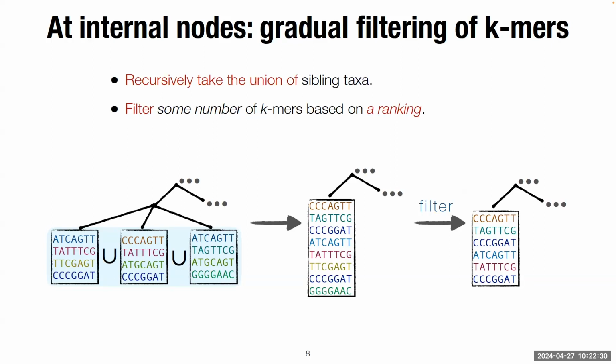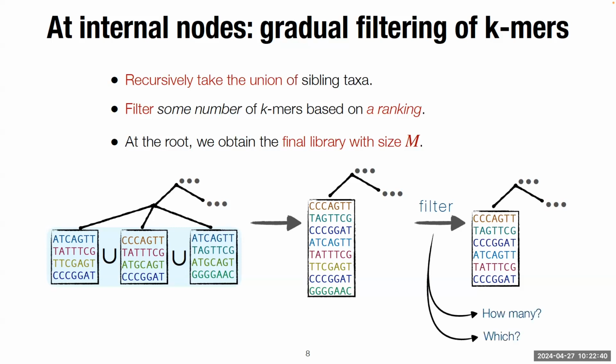The goal is to satisfy the size constraint that we have, the budget M, and at the end of this traversal, we have M many k-mers at the root in our index. But the question is, how many k-mers are we going to filter, and which k-mers are we going to select and keep in our index to satisfy this constraint?